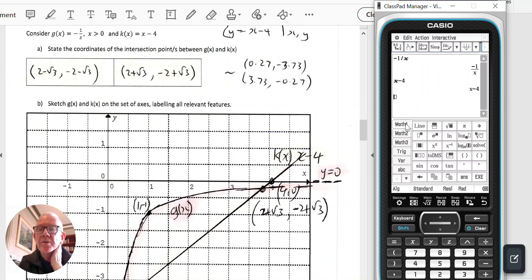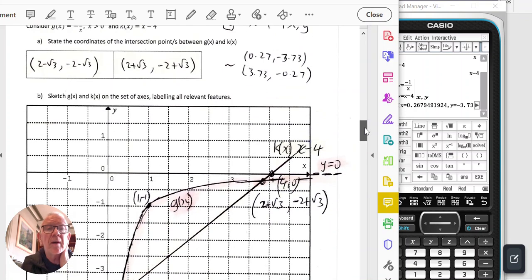So for the intersection points, I'm going to use simultaneous equations because they will give me the x and the y, but I need a y equals for each. So I've got 1 on x is one of them and 4 minus x is the other. And I'm going to solve that for x comma y, execute, and you'll see there's my first coordinates, 2 minus root 3, negative 2 minus root 3, and my second one is 2 plus root 3 and negative 2 plus root 3, and I've turned them into decimals just to get an idea of roughly where to put the intersection points.